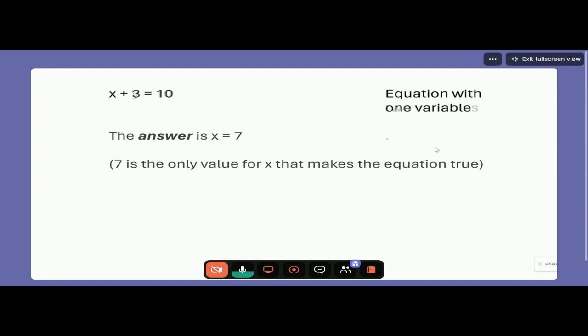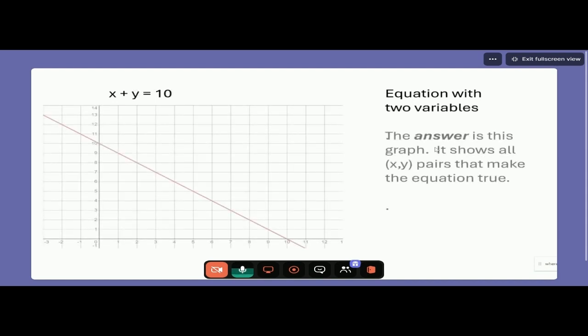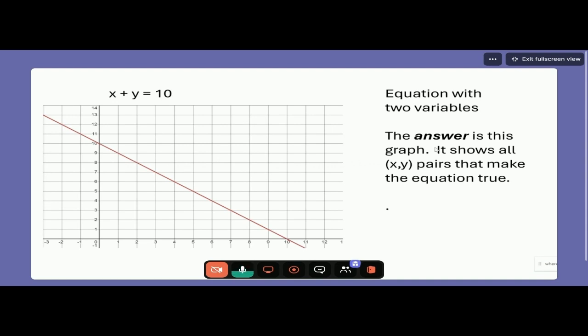But when we have an equation with two unknown variables, there is the answer. A picture of all the xy pairs that make the left side of that equation equal to the right side, make x plus y equal to 10. Okay?